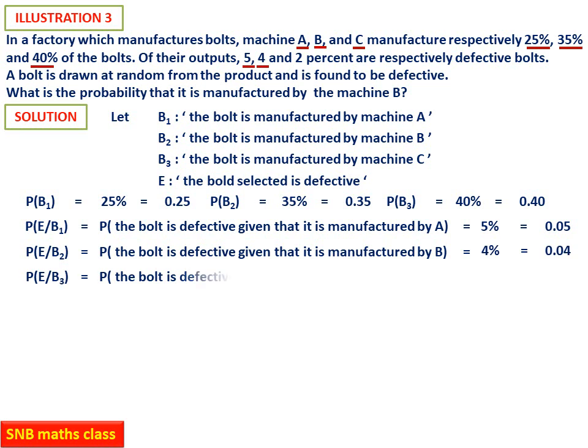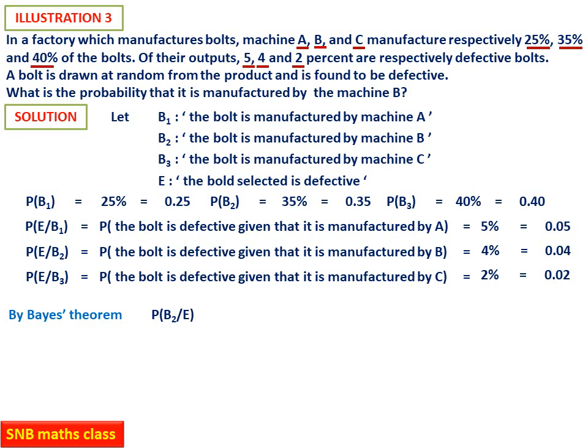Similarly, last one, probability E given B3, that means the probability the bolt is defective given that it is manufactured by C, and if you look, it is 2%. So it is 0.02. So all the information is given.